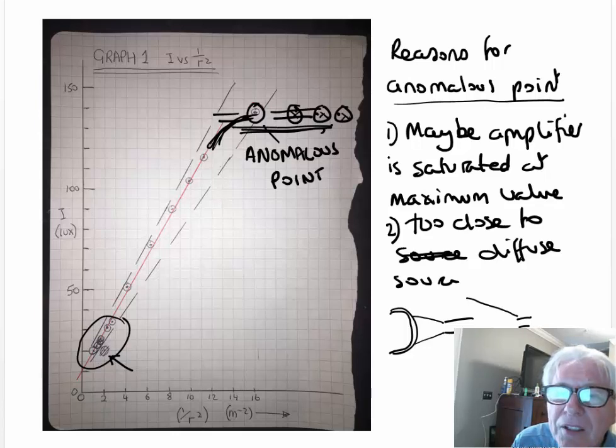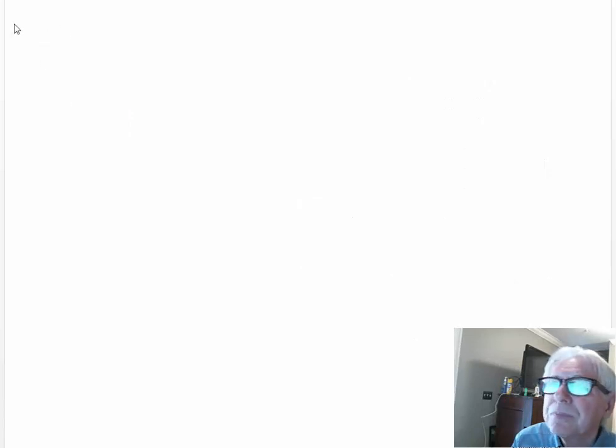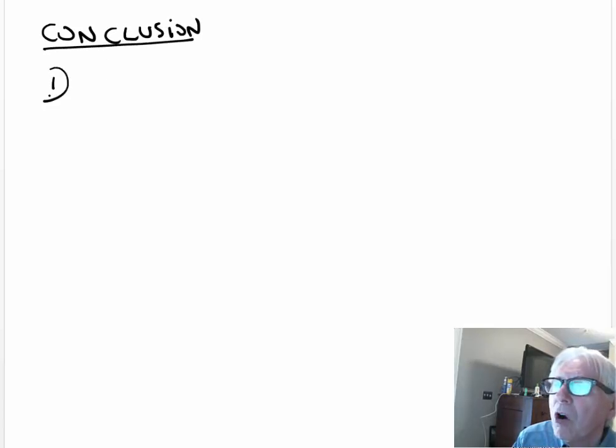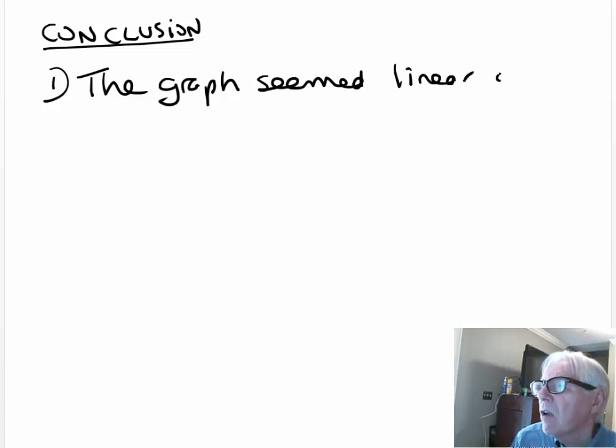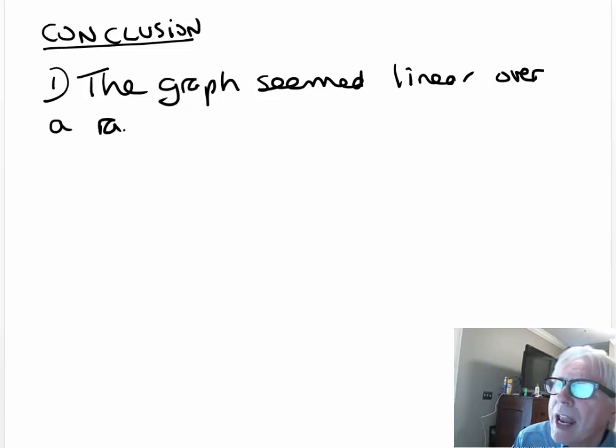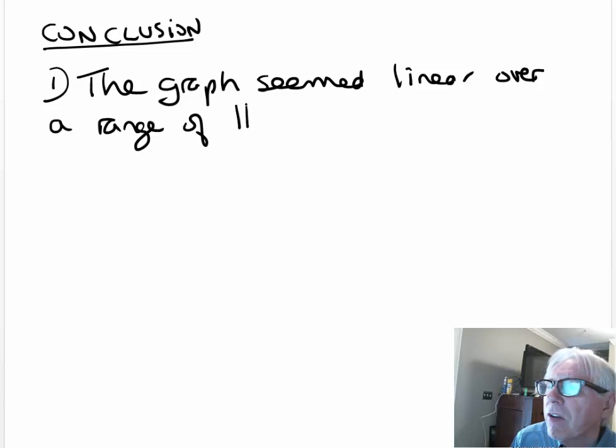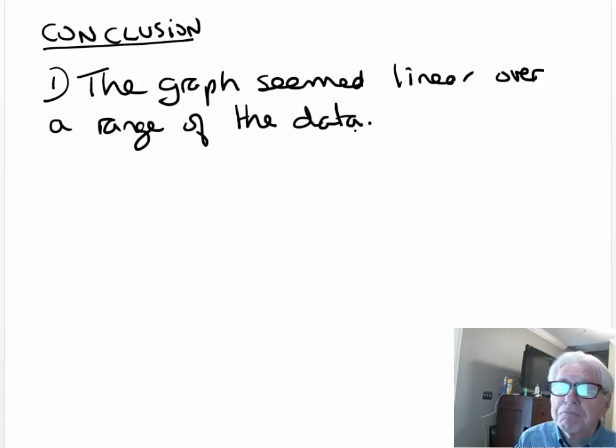So I'm going to go to my conclusion. Number one, the graph seemed linear over a range of the data. There's an anomalous data point.